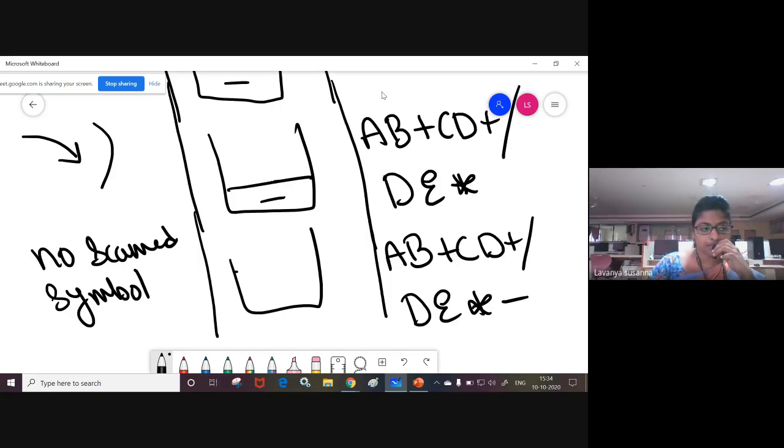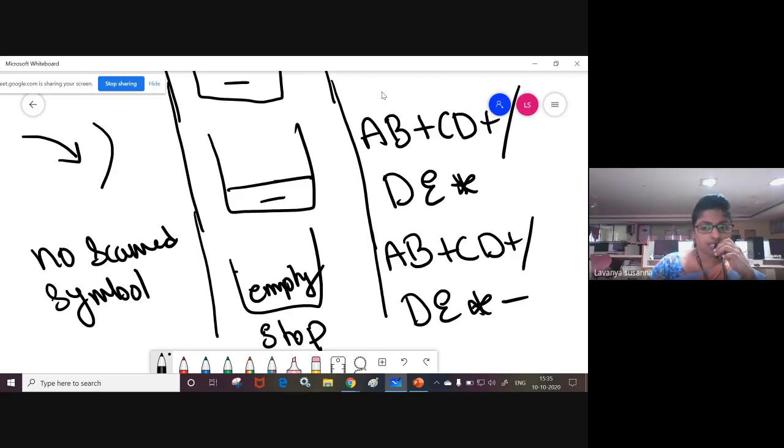Note this down, students. If there are no scanned symbols, you need to pop the topmost element only, the last element, one by one, and add it to the postfix array. You need to do this until the stack is empty. If the stack is empty, write down stop. You need to stop the process.